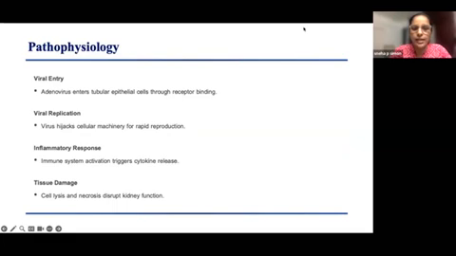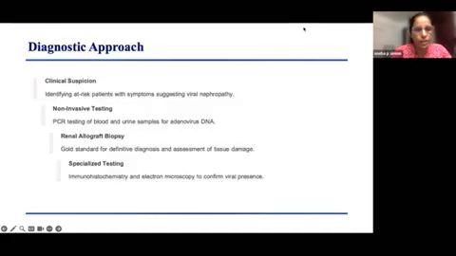Pathophysiology: the virus enters the distal tubular epithelial cells through receptor binding and undergoes viral replication and an inflammatory response, with cytokine release and tissue damage, cell lysis, and necrosis, disrupting the kidney function.